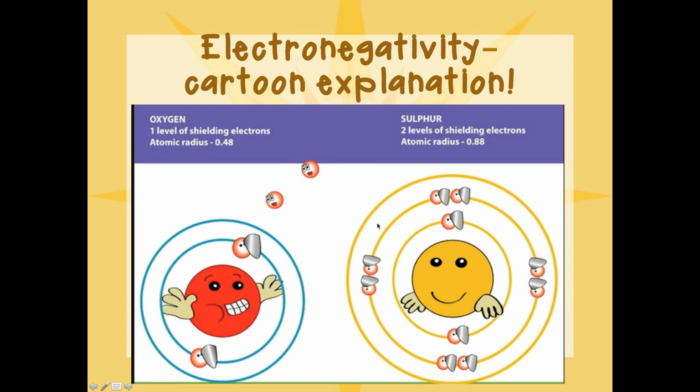Here's sulfur, which has two levels of shielding between the nucleus and the outer electrons. Because this has less shielding and the nucleus can get closer to another atom, this element would have a higher electronegativity. This nucleus cannot get as close to another element, meaning its electronegativity would be a little bit lower.